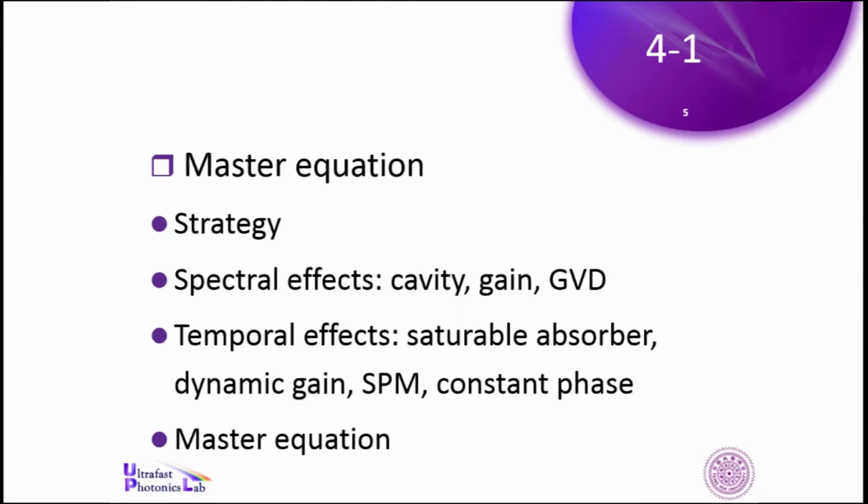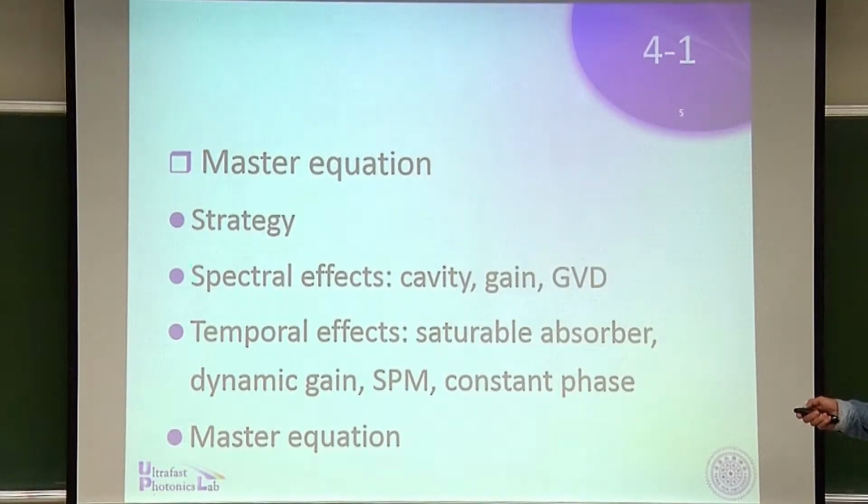The ideas are quite simple, but we are about to derive the governing equation with some mathematics. Strategy: we have seen the same strategy in lesson 2, active mode-locking analysis. We categorize the effects of all elements into two different groups: the frequency domain effects, like cavity, the gain and the group velocity dispersion, and the temporal effects, like saturable absorber, dynamic gain, self-phase modulation, constant phase, etc. And after that, we can arrive at the differential equation of the passive master equation.